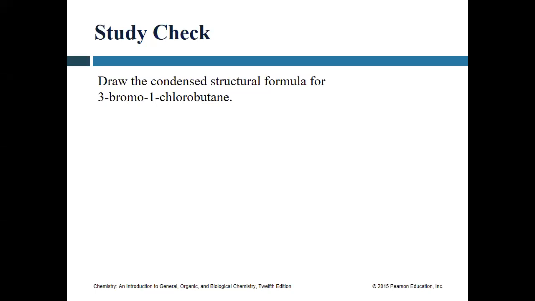Okay, draw the condensed structural formula for 3-bromo-1-chlorobutane. Let's break it down into the carbons. We've got butane, so we know we've got a 4-carbon chain. We know that at position 1 there's going to be a chlorine, and at position 3 there's going to be a bromine.